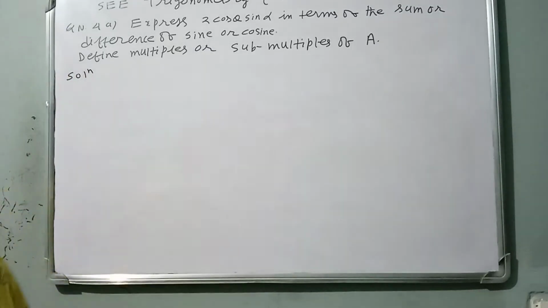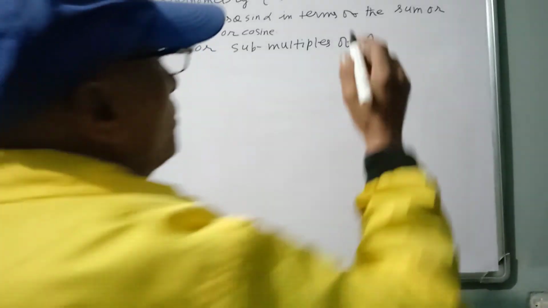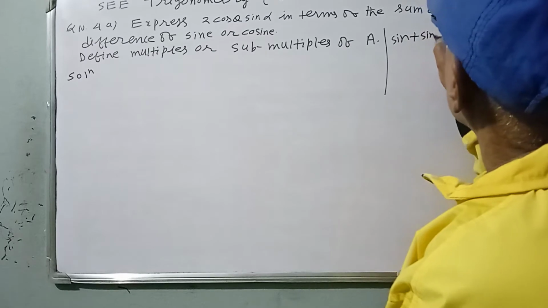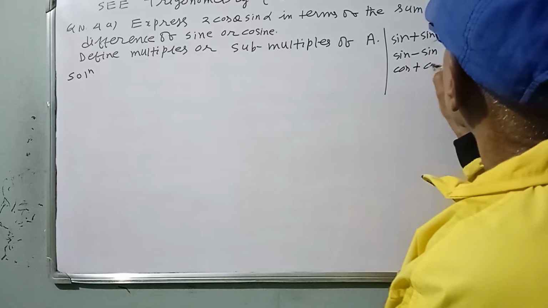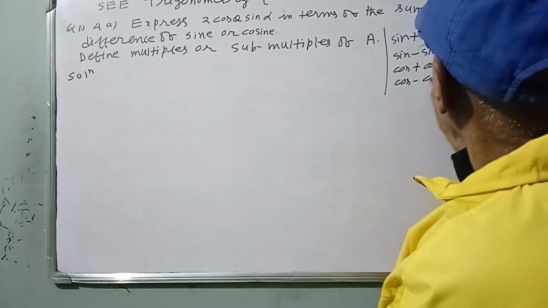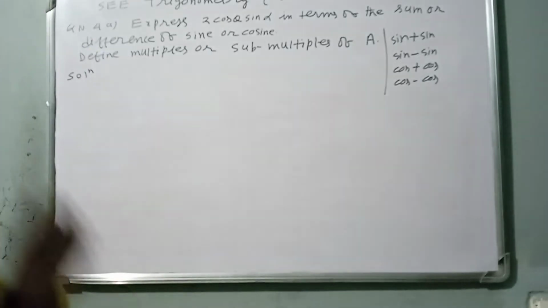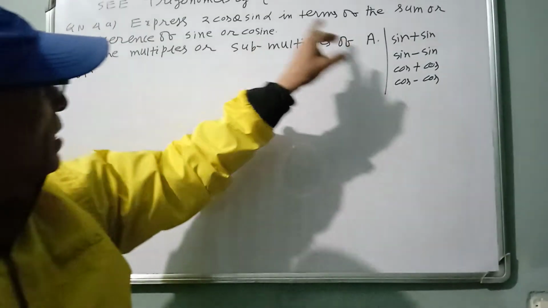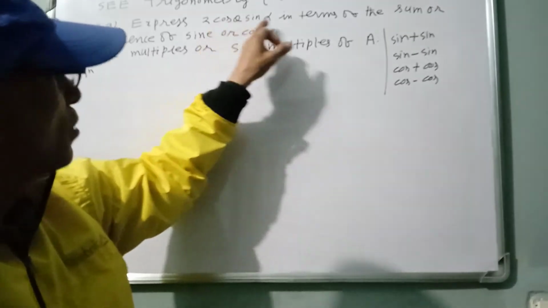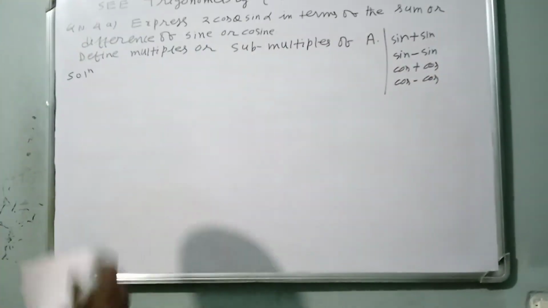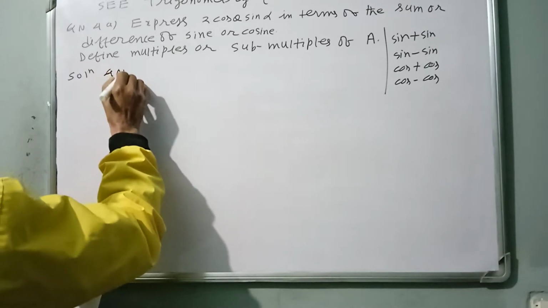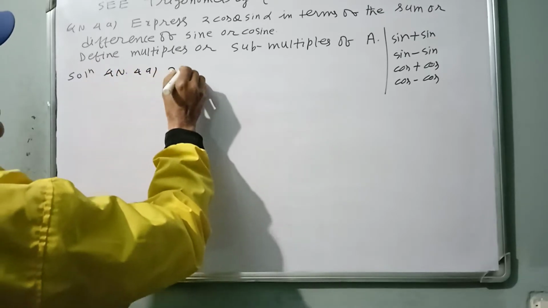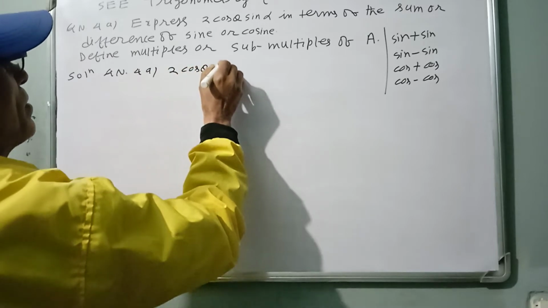You have to know sine plus sine, 2 sine cos. I write down the technique. Sine plus sine, sine minus sine, cos plus cos, cos minus cos. I have already taught. Sine plus sine, 2 sine cos, sine minus sine, 2 cos sine. This one. So, solution question number 4a, twice cos theta sin alpha.